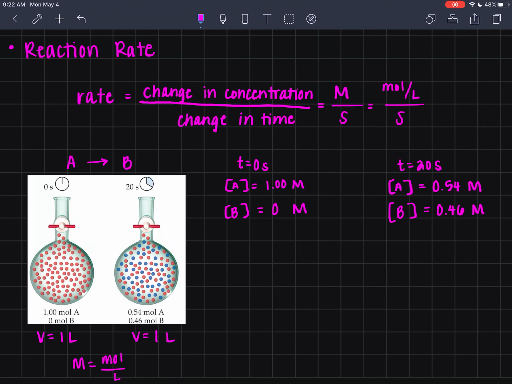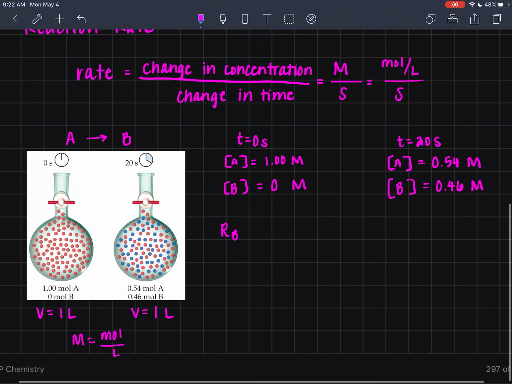Now, if I wanted to describe the rate of this reaction, I'd have to figure out the change in concentration over the change in time. Now you might be thinking, well, I've got a lot of different concentrations here. What concentration are we talking about? Well, let's just compare. Let's figure out the rate in terms of B's concentration and see what we get and if it makes sense.